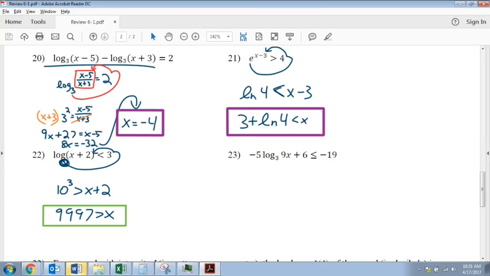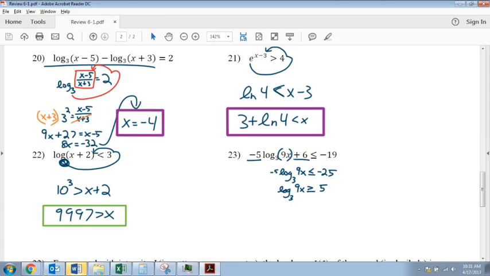Alright, last one. Number 23. Alright, this is part of the log right there. So I need to get rid of that and that before I popcorn anything away. So we will subtract the 6. So we got negative 5 log base 3 of 9x is less than or equal to negative 19 minus 6 is negative 25. And then we will divide by negative 5. So that's log base 3 of 9x is greater than or equal to 5.